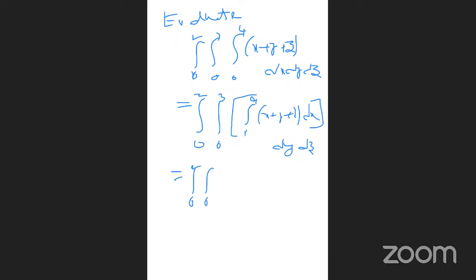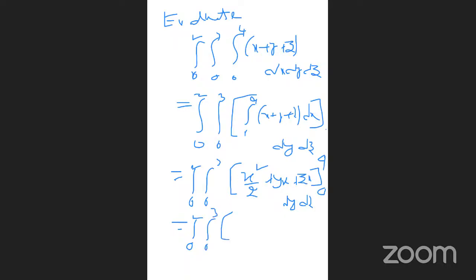Now what will happen in this integration? x into dx gives x square by 2, plus y into dx gives yx, and z into dx gives zx, and dy dz as it is. Now apply the limits 0 to 4, and 0 to 2 and 0 to 3 for the others.